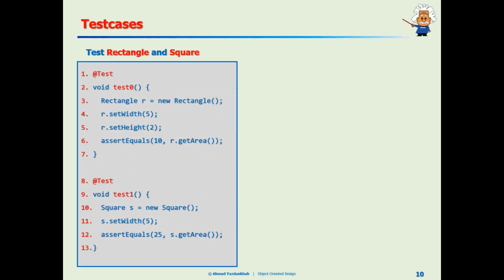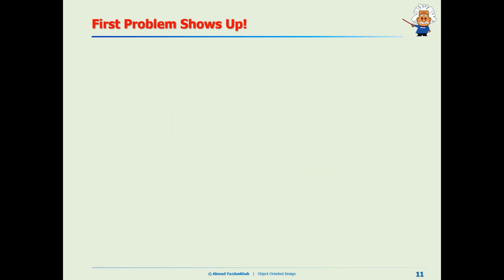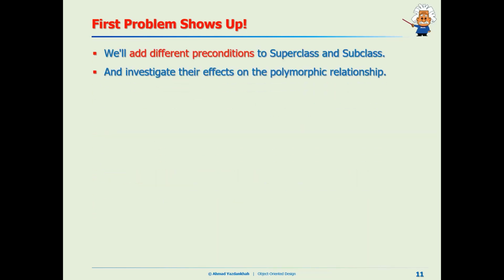Okay, let's see what we got here. We already explained these rectangle test cases and these polymorphic test cases. Now let's see how a problem shows up. I'm going to add two different preconditions to the superclass and subclass, which are the rectangle and square, and I try to make some test cases and see the role of the preconditions when they are different for the superclass and the subclass, and let's see what would happen.